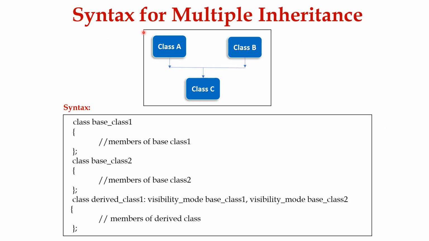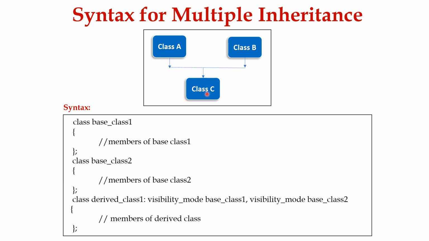Now let's check out the syntax for multiple inheritance. So in this example, we have class A and class B, which act as base classes for the derived class class C. So we have two base classes, namely class A and class B, and we have one single derived class which is called class C. Therefore, class C derives the properties of class A and also from class B.